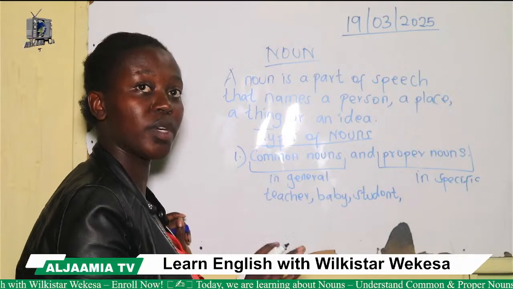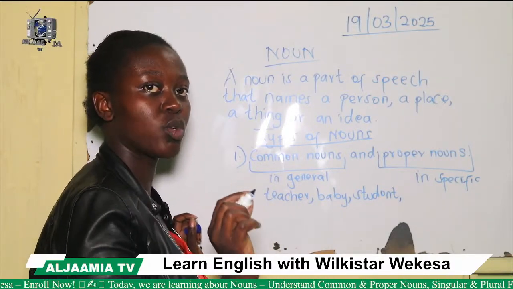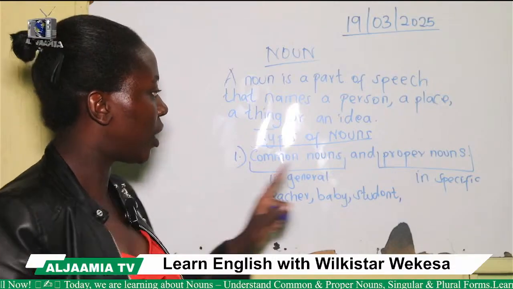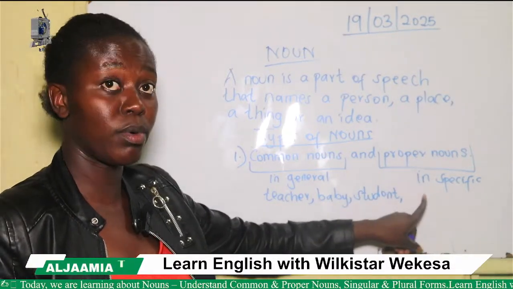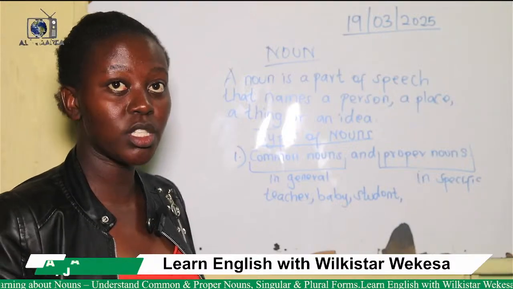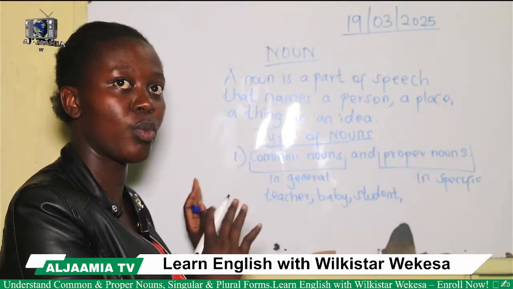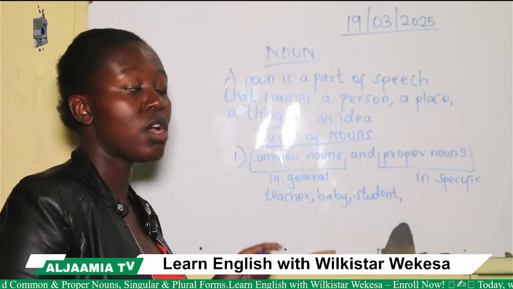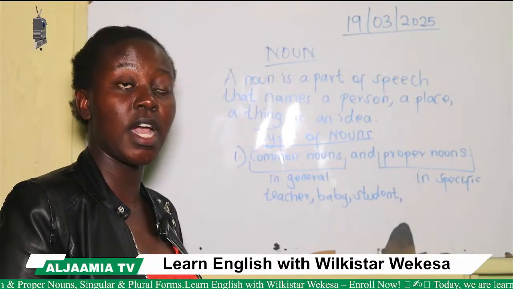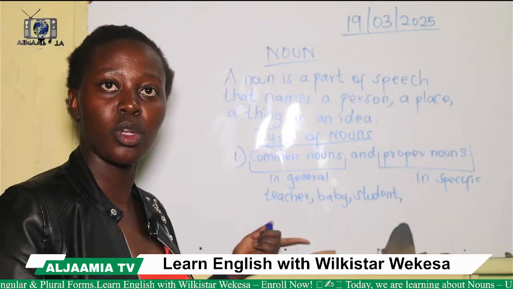If it's a name of a person, you start Wilkistar with a capital letter, Aisha with a capital letter, like that. And a place, maybe you're talking about a specific place, like I'm going to Isli Market. You just don't say I'm going to the market, because when you say market it means it's a common noun. You're not being specific. But when you become specific, you say I'm going to Isli Market. So that Isli will start with a capital letter.